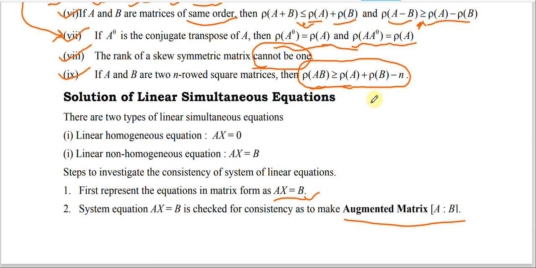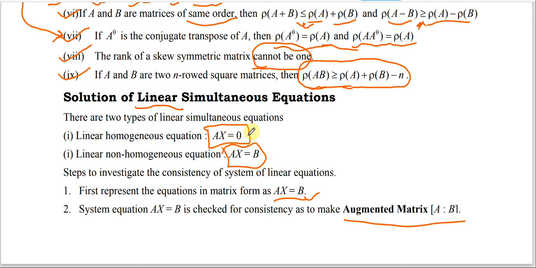Now some more terms are there, that is the solution of linear simultaneous equations. So we are talking only about linear equations. They may be homogeneous or non-homogeneous. How will we say that it is homogeneous and non-homogeneous? We know that if the Ax equal to 0 type is there, then it is homogeneous. If the Ax equal to B type is there, then it is non-homogeneous. And if the power of x is 1, then it is linear. We are talking only about linear equations.